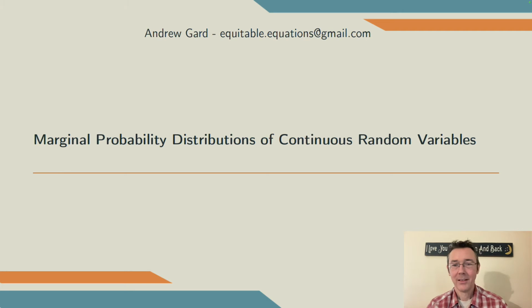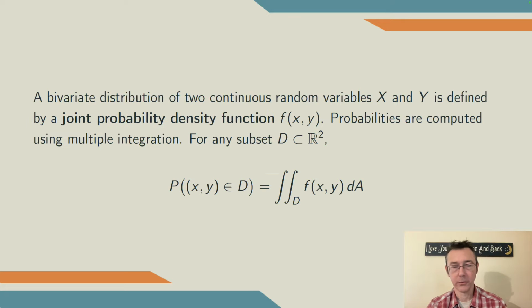Hey everybody. Today we're talking about marginal probability distributions of continuous random variables. We're in a situation where we have two random variables, let's call them x and y, and they have a bivariate distribution. In other words, they might be related to one another, we don't know yet. We describe such a joint distribution using a joint probability density function, or joint PDF, typically written f of x comma y. And then we compute probabilities using double integration.